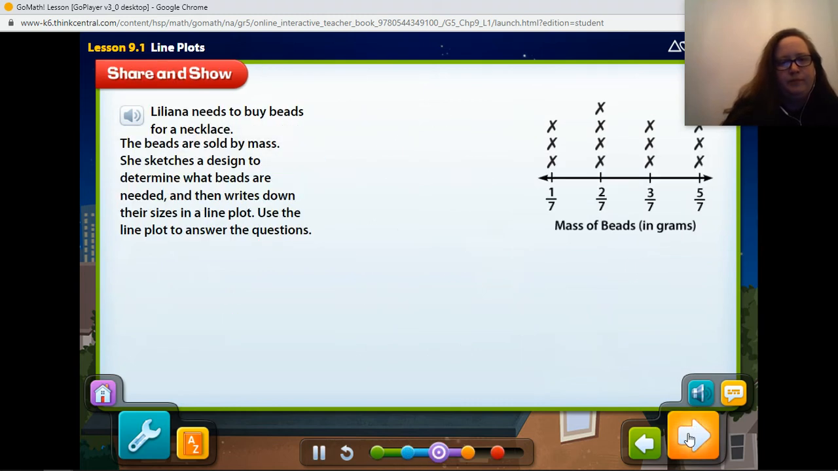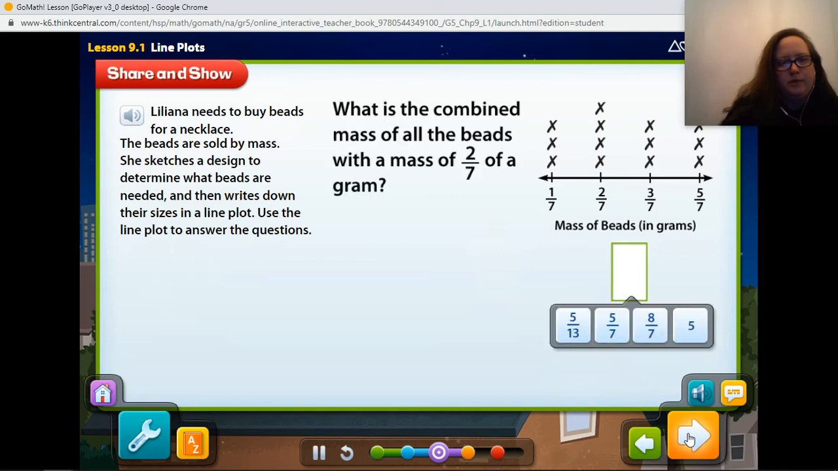Liliana draws a line plot to help organize bead sizes for a necklace. Use the line plot to answer the questions. What is the combined mass of the beads with a mass of 2/7 of a gram? Think, there are 4 X's above 2/7 on the line plot.